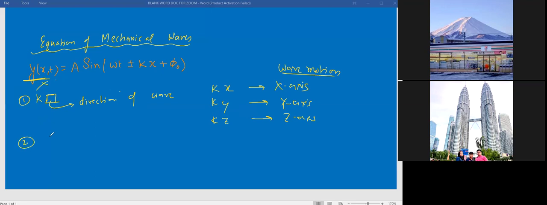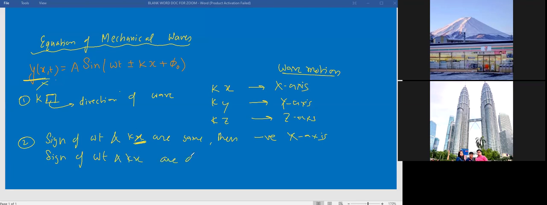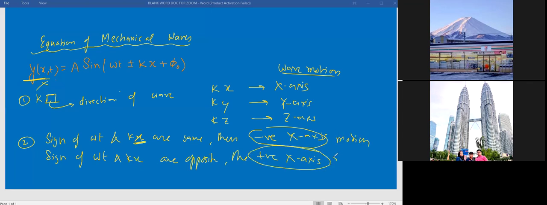Another information is, if sign of omega t and kx are same, then wave is moving along negative x-axis. Had it been y, you have to write negative y-axis. If sign of omega t and kx are opposite, then wave is moving along positive x-axis. Please write it down. Then we'll see some example.